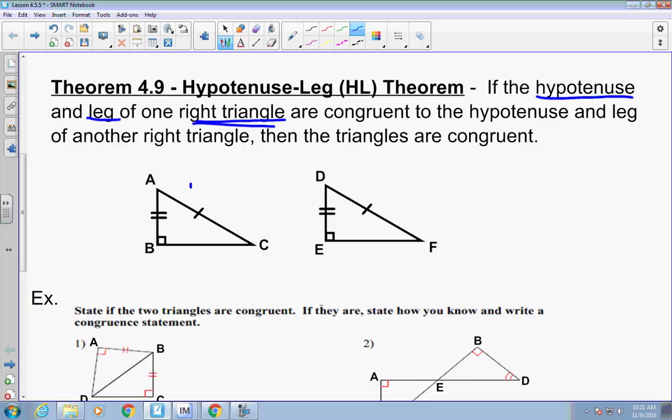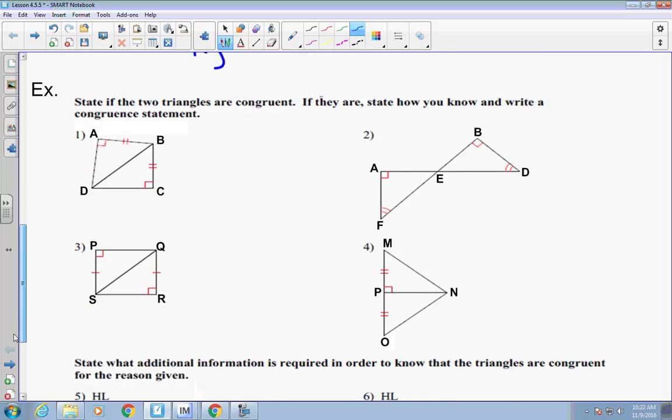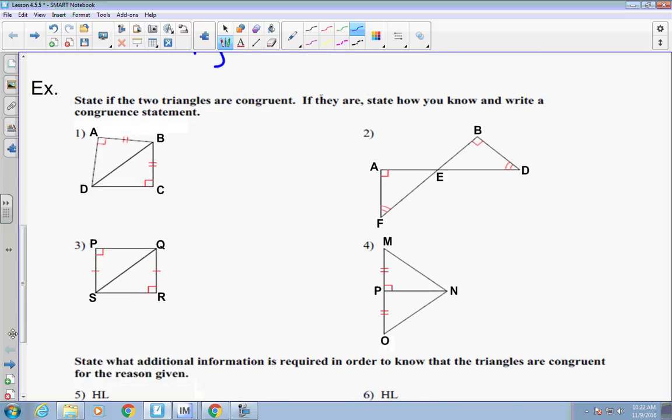Now remember, your hypotenuse is what is across from the right angle in a right triangle. And then your other 2 sides are your legs. You can use either leg, it doesn't matter which one, but it has to be a set of hypotenuses and a set of legs, and it has to be a right triangle, okay? Alright, so let's look at a couple of examples. It says, state if the 2 triangles are congruent. If they are, state how you know and write a congruent statement.